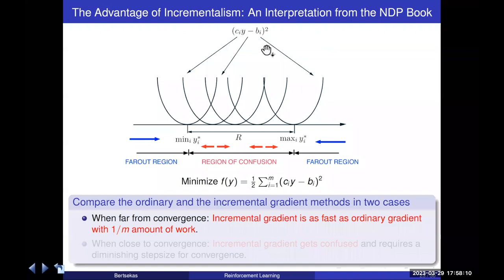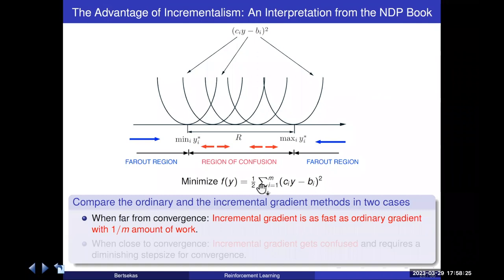This figure is quite insightful. It tells you a lot of the story. We want to compare the ordinary and the incremental gradient methods for a particular example. In this example, the component functions are quadratic.